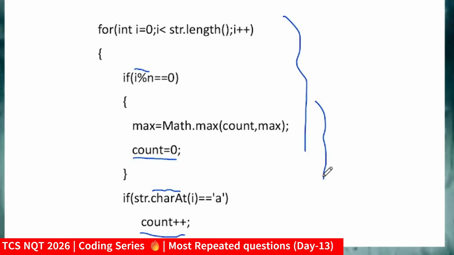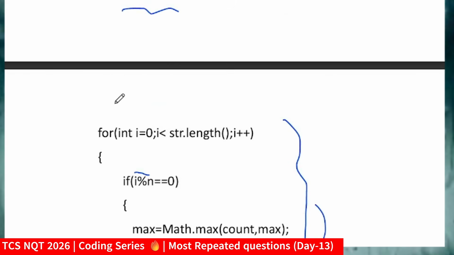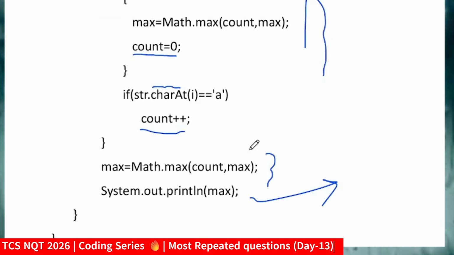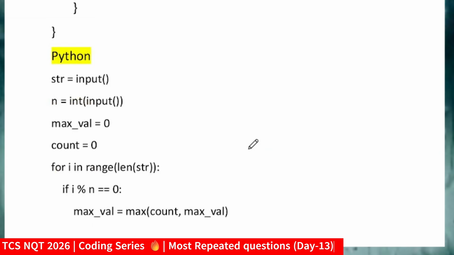Now just comment here what will be the time complexity. Yeah, you are right. Time complexity will be order of n because I am traversing the whole loop. And what will be the space complexity? Must comment the space complexity. Pause this video and analyze by yourself.